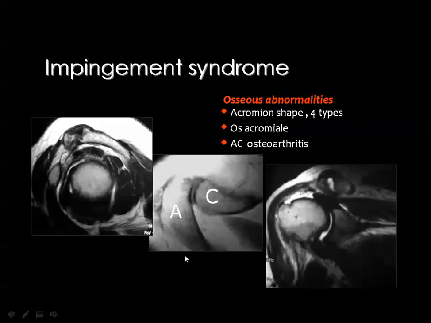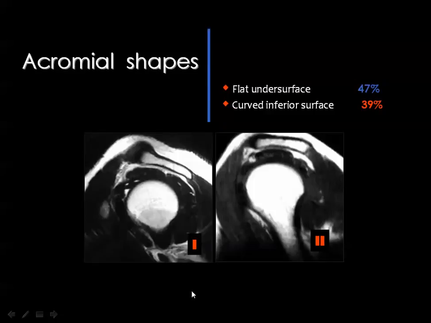And in the axial images, sometimes you can see the acromioclavicular joint. This is the acromion, and this is the clavicle. Then the acromion shapes, as you remember, they are four: two normal and two abnormal. The normal acromion shapes include the acromion with flat undersurface and the acromion with concave undersurface. These are the normal acromion shapes.